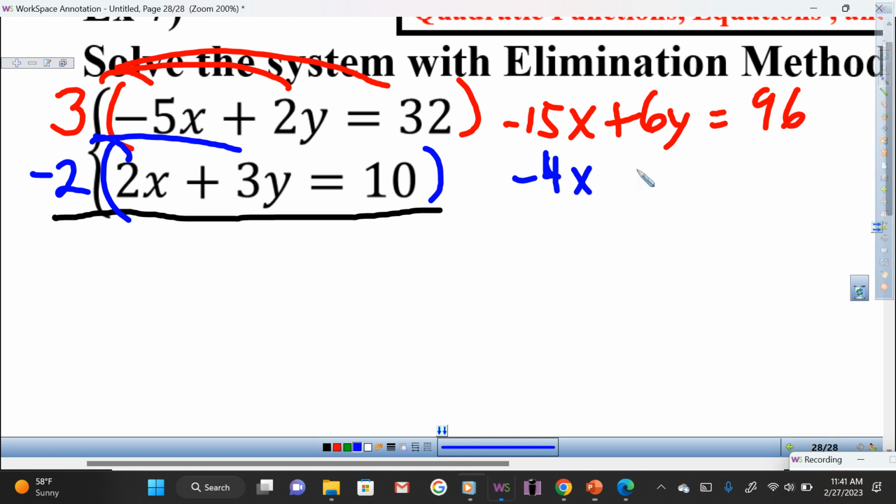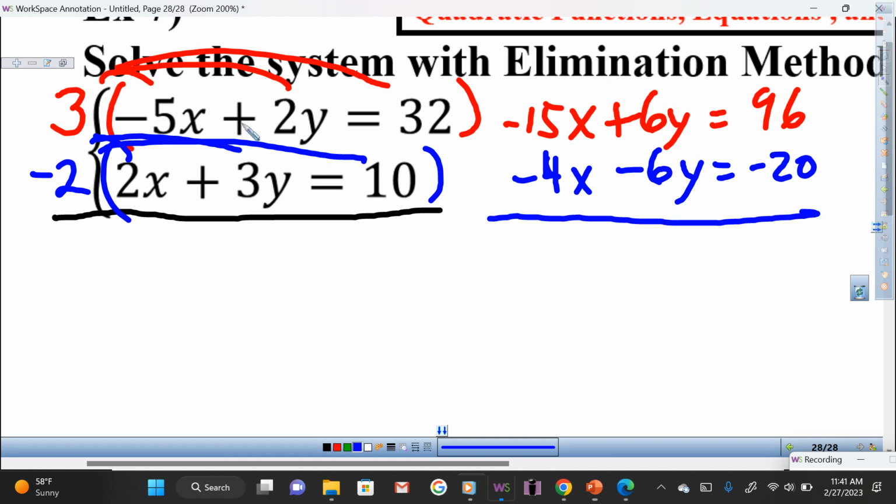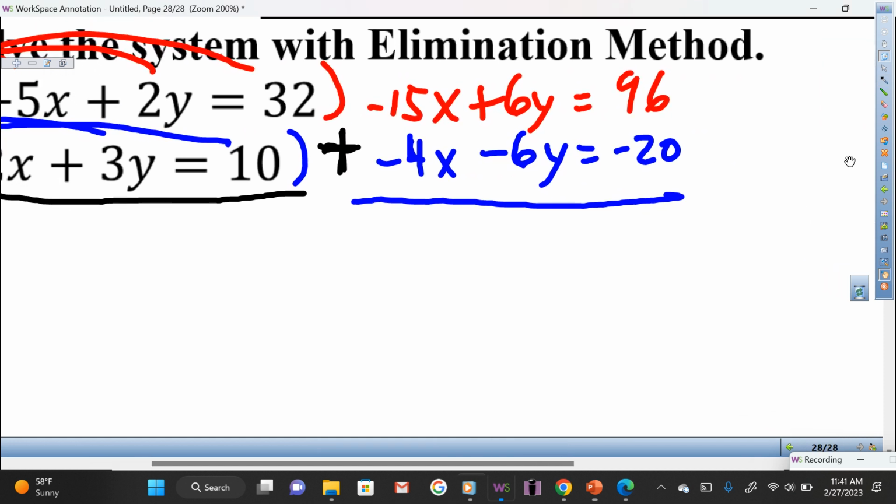Distribute, -6y. Distribute, -20. And the rest is history. We no longer use these, we use these. So, help me out, Noel. What do I do? Eliminate 6y. And then, what is this? -19x.